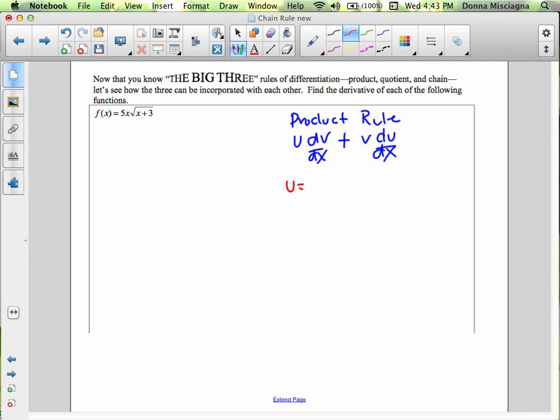So u is 5x. That's an easy derivative. It's just 5. v is, let's rewrite that, x plus 3 to the 1/2 power. Right? And so dv, now we can use the power rule.